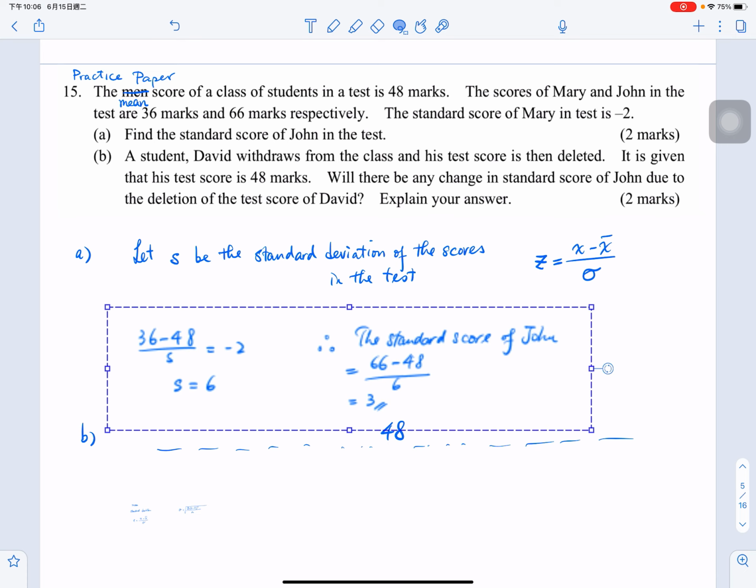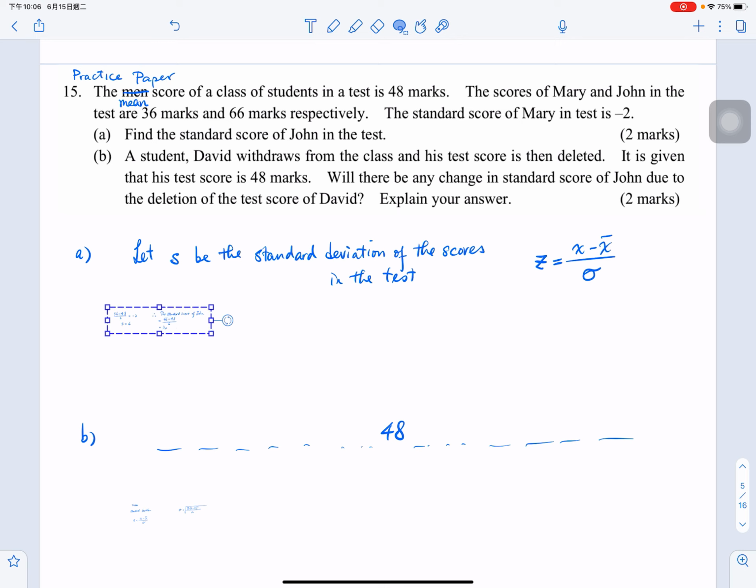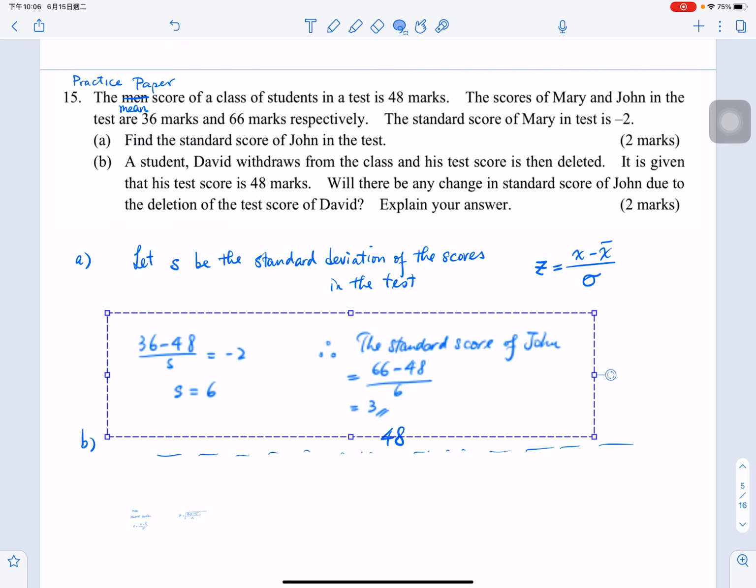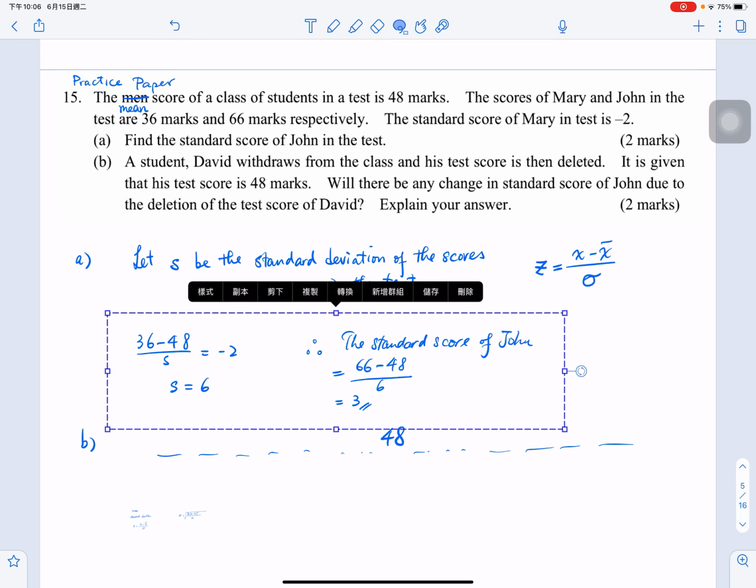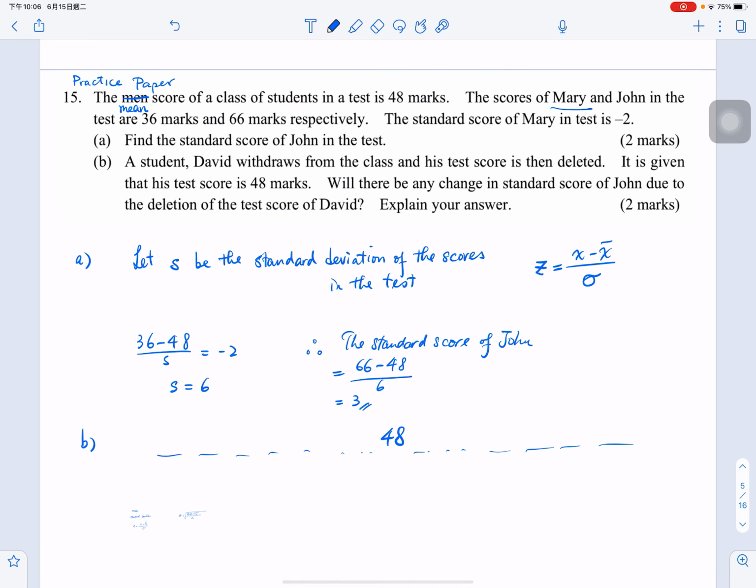36 is the score of Mary, right? And John is 66. So let's see, 36 minus the mean score 48, over the standard deviation, is -2. So you can solve that.